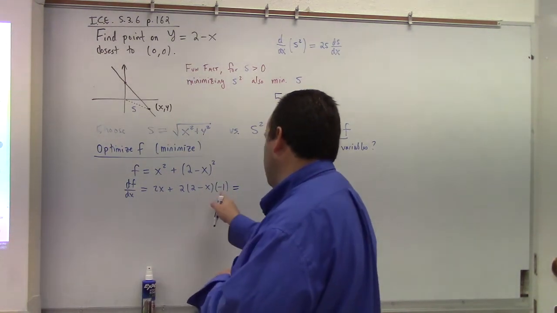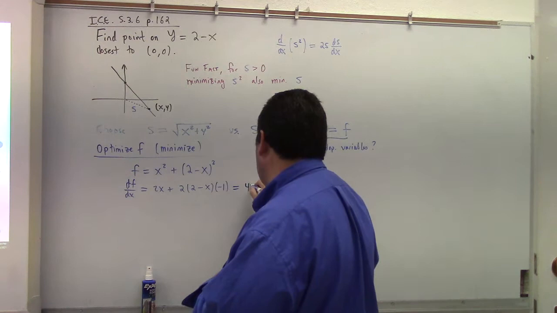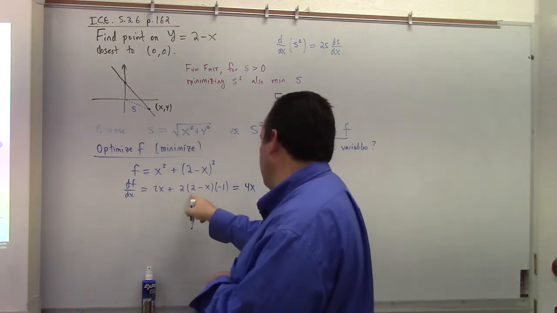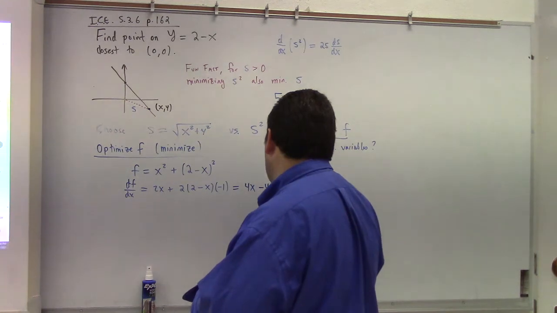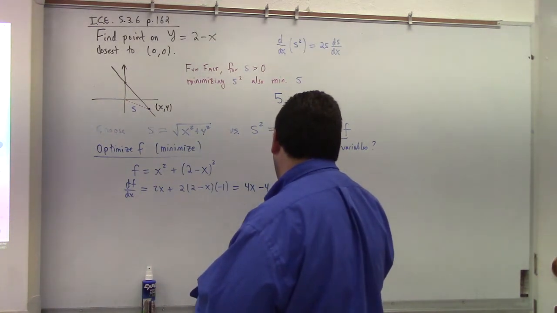We get minus minus, which is plus. It looks like we got a 4x. And minus 4 equals 0 tells me there's one critical number. It is x equals 1.